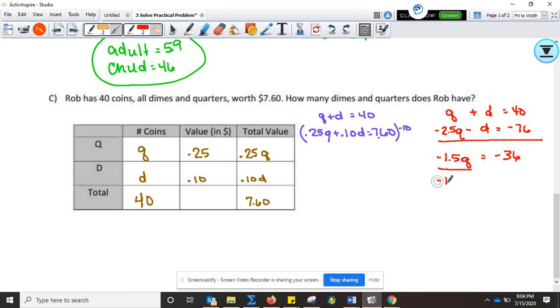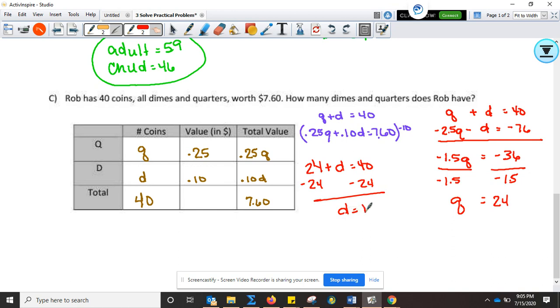Divide both sides by negative 1.5. And Q is going to be 24. So I have 24 quarters. How many dimes did I have? Okay, so I could go 24 plus D equals 40. Subtract 24. And D is going to be 16. So I had 24 quarters and I had 16 dimes.